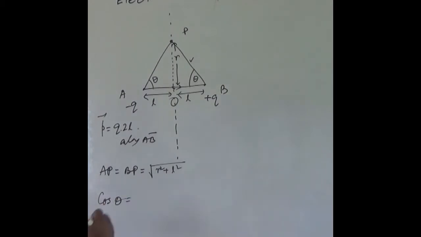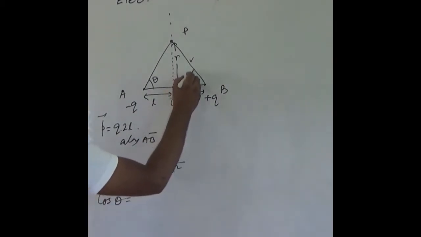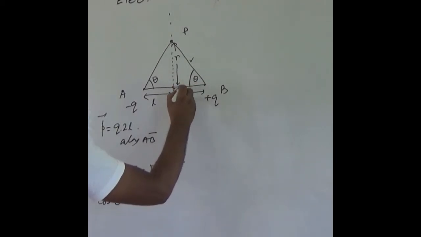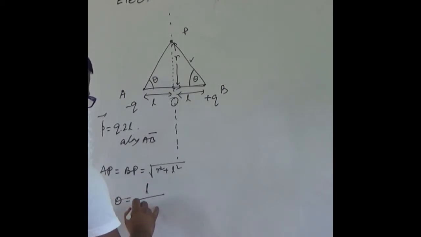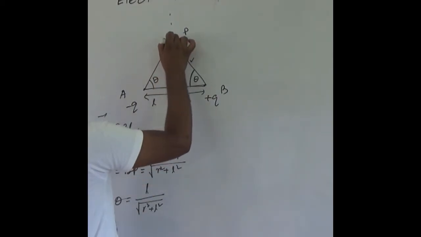And we are doing one more thing, cos theta. For this theta, cos theta will be equal to L divided by root over r square plus L square. Now you are going to find the electric field at P due to this dipole.